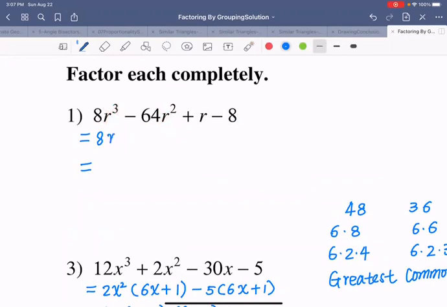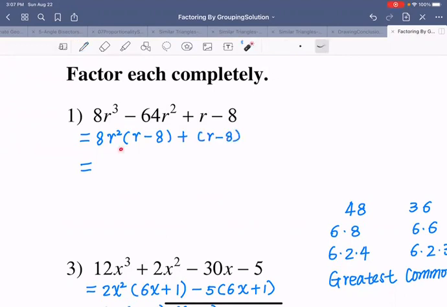You definitely can take the r squared out, correct? Yeah. Okay. 8r cubed. If you take out 8r squared, what do you want to put over here? R minus. That's right. That's r minus 8r squared times who? Give you a negative 64r squared. Now, what do you want to put over? How much? Negative 8. And then you plus r minus 8.